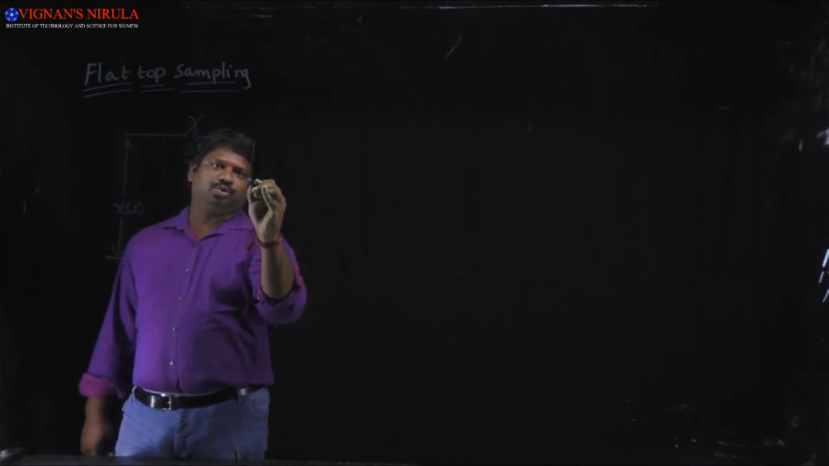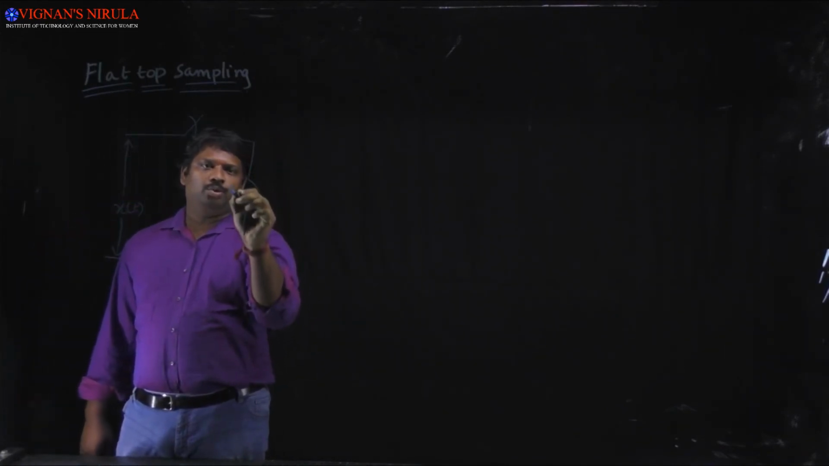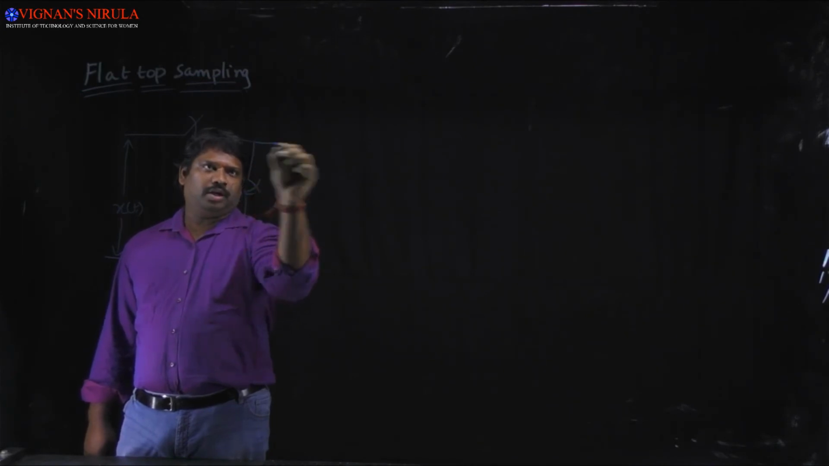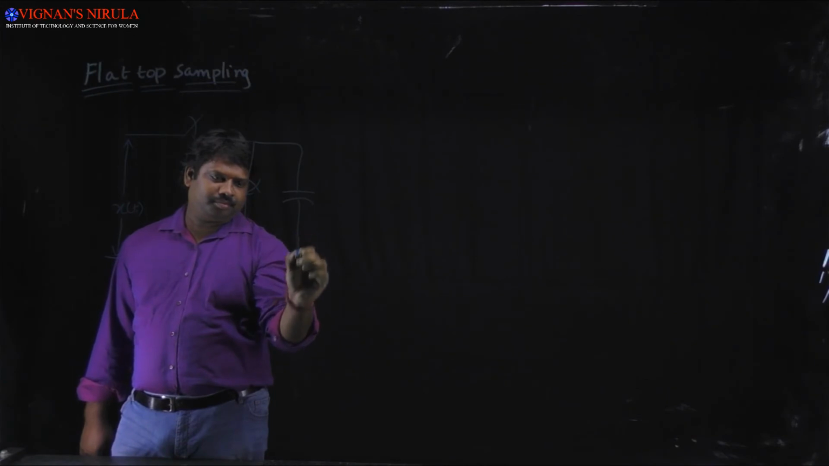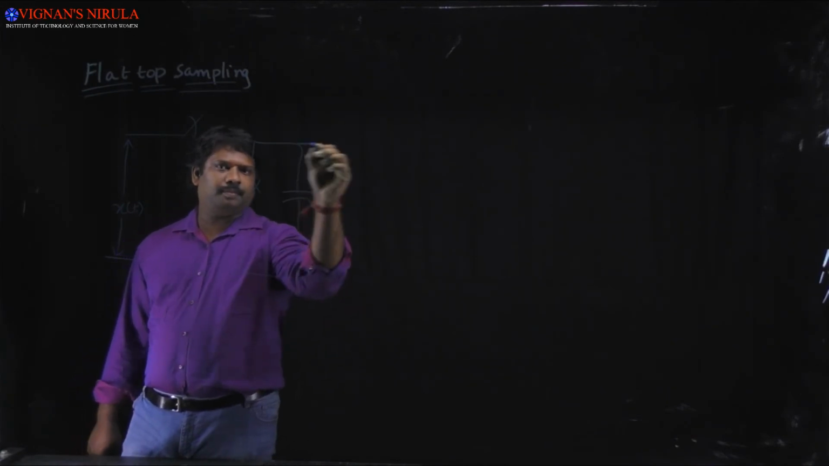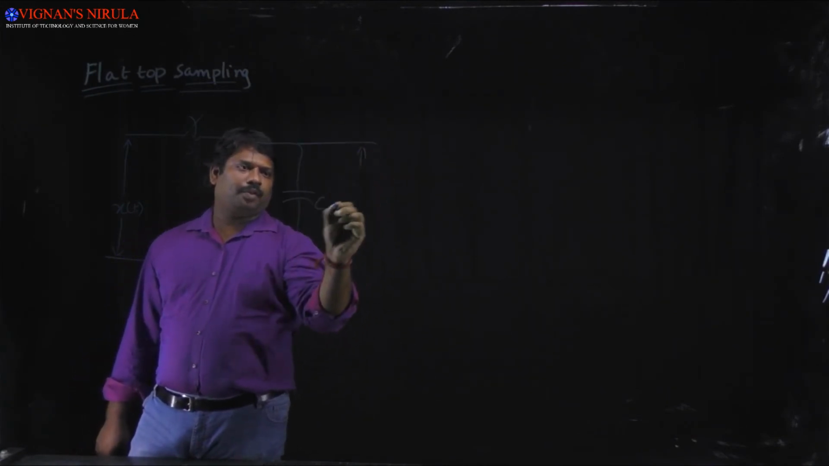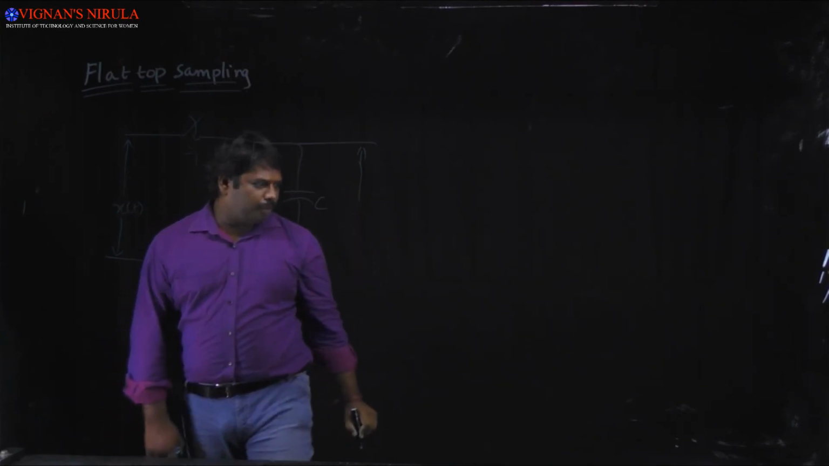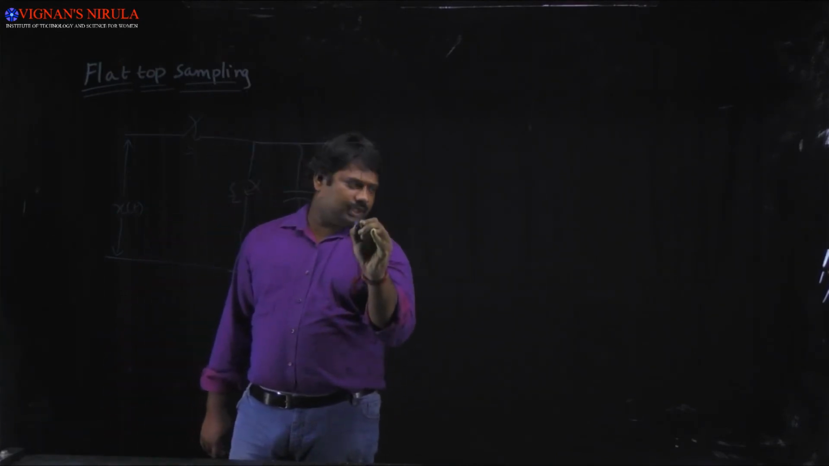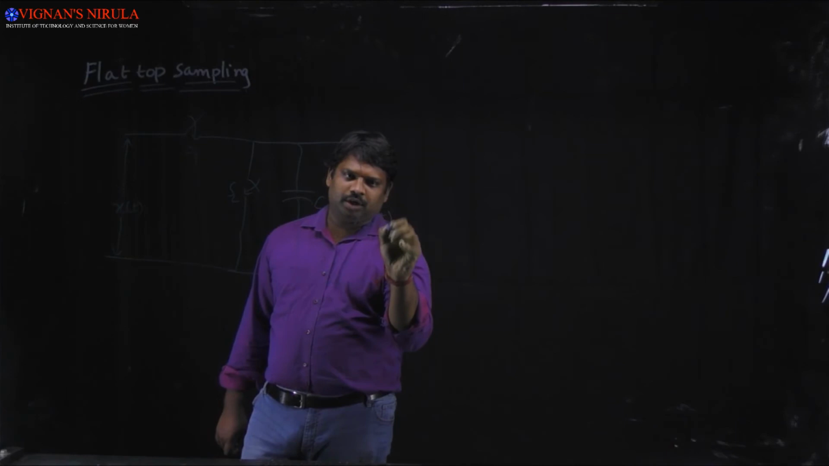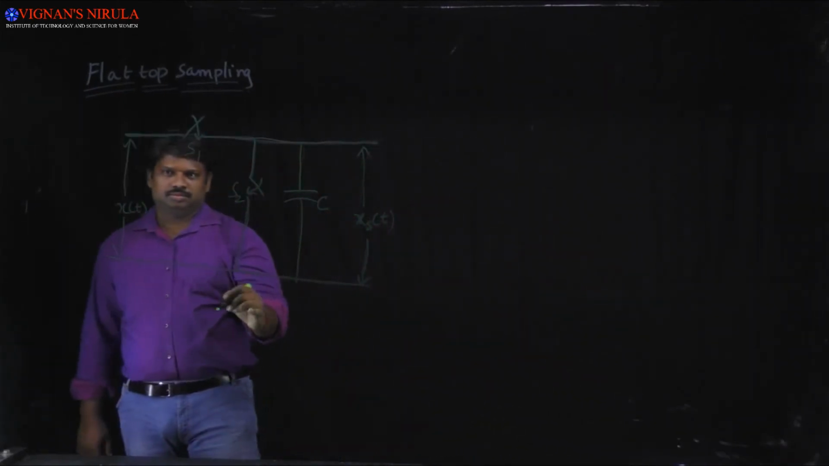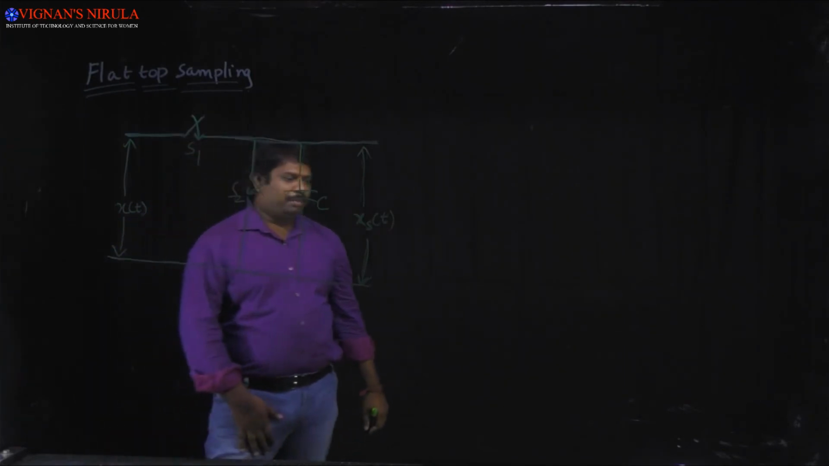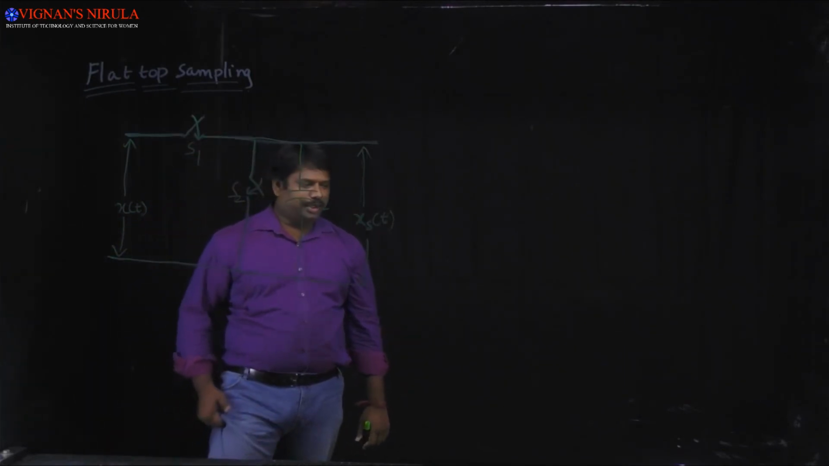And the second switch S2 is here, which is in parallel to the capacitor C. In parallel to the capacitor, the output is XS of t. Here it is operated with the two switches S1 and S2.